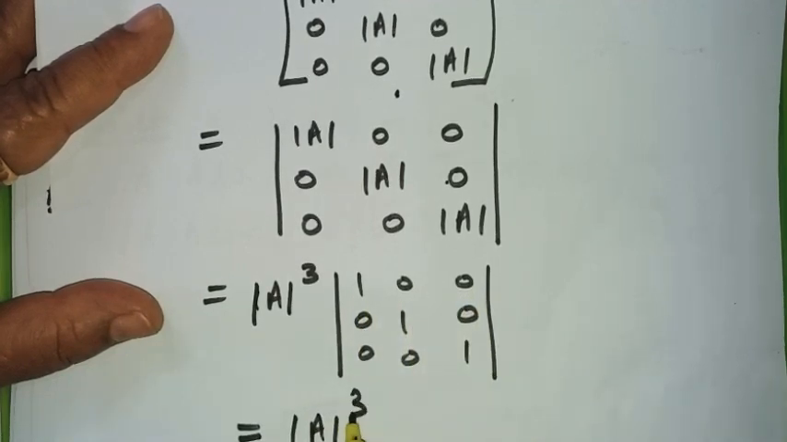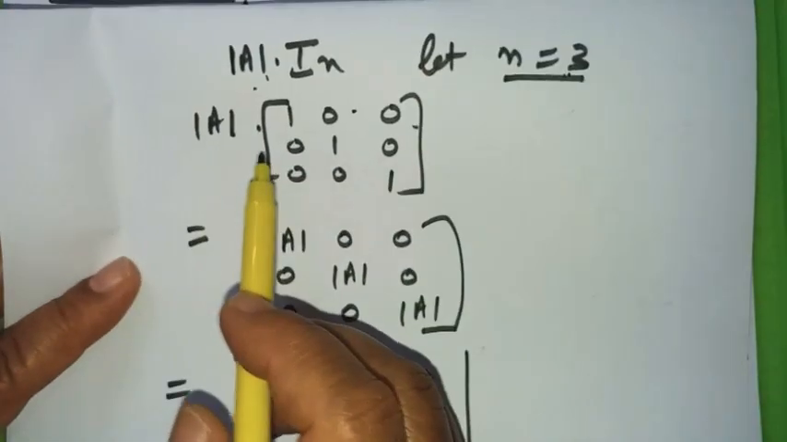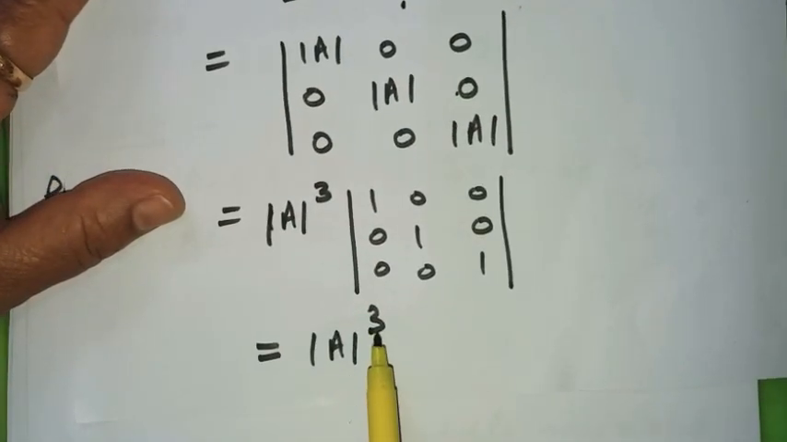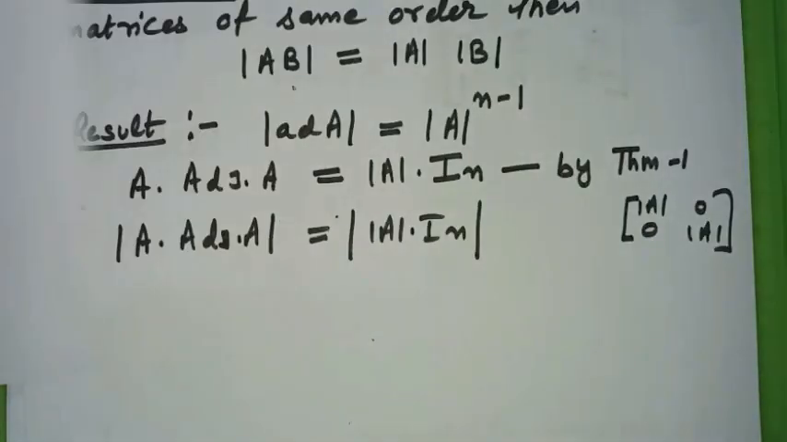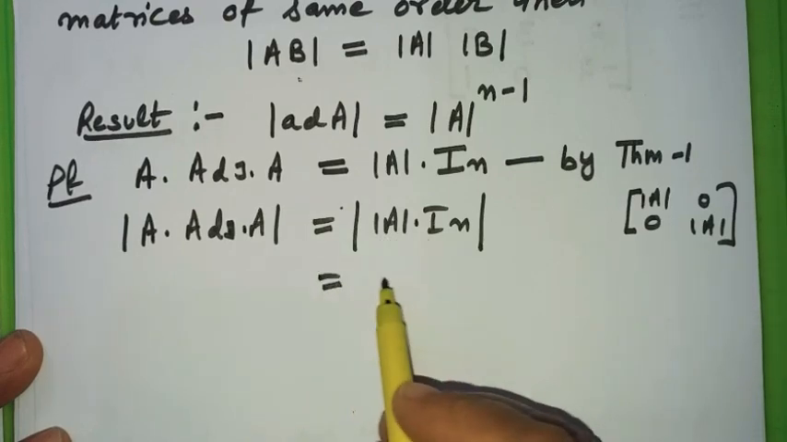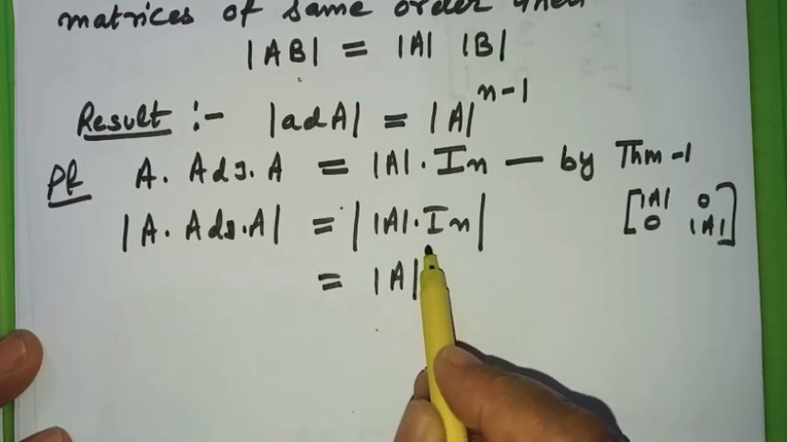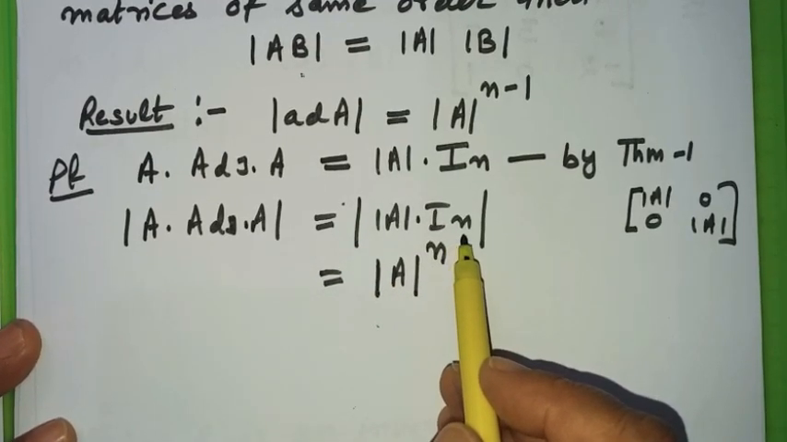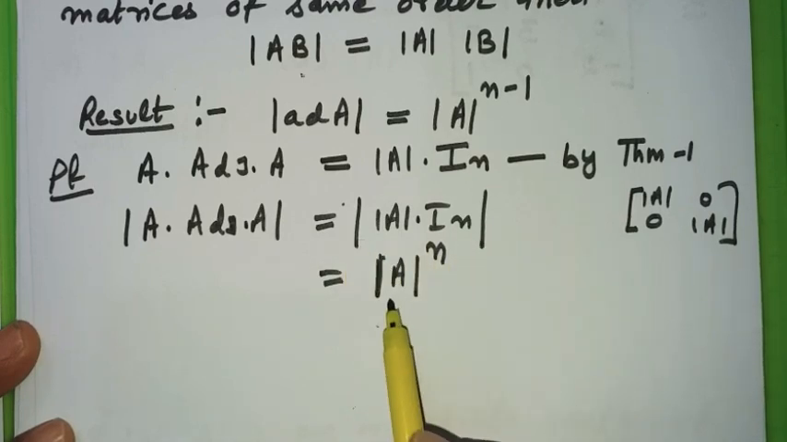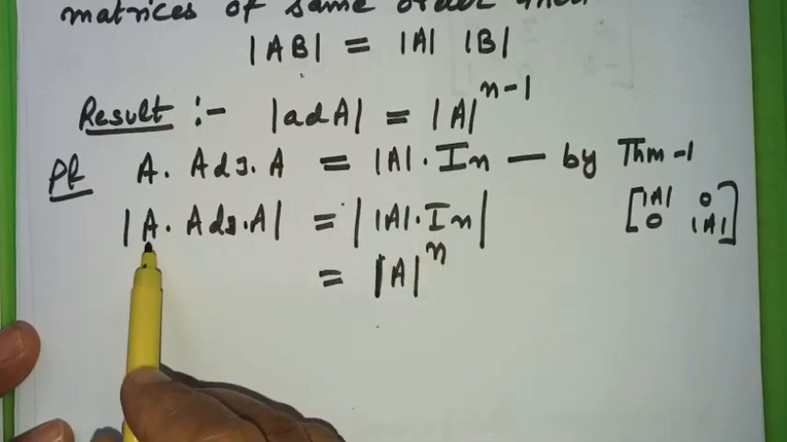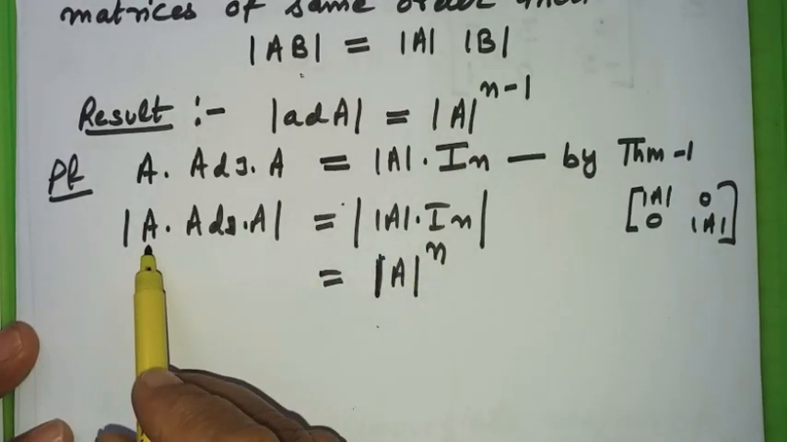So we got this result, that determinant of A into I_n, in this particular case n is 3, is going to be determinant of A raised to the power n, that is 3. So let us apply this result here. So determinant of A into I_n is going to be determinant A raised to the power n. So whatever order this identity matrix has, this result will give you determinant A raised to that order. n is the order of the identity matrix, and n is the order of matrix A also.